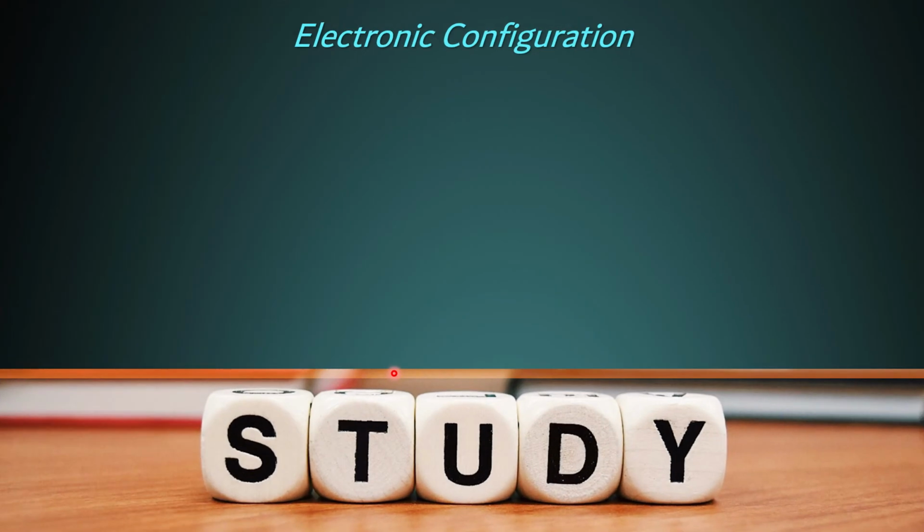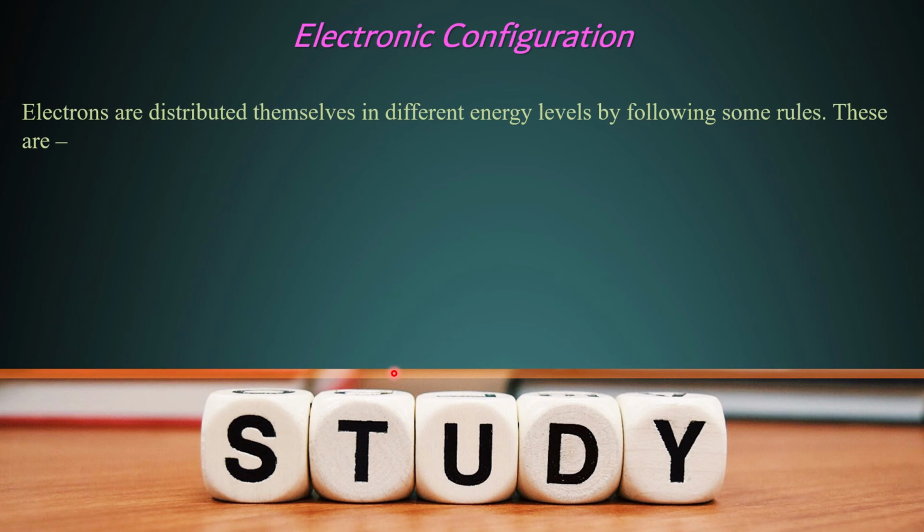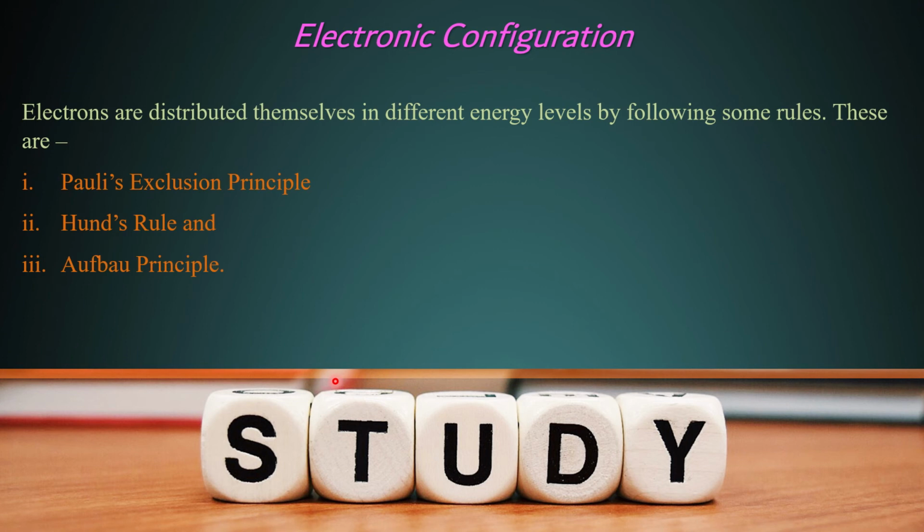Now, electronic configurations are based on three principles. Electrons distribute themselves in different energy levels by following some rules. These are Pauli's exclusion principle, Hund's rule, and the Aufbau principle. Today in this session, we will learn about these three principles.